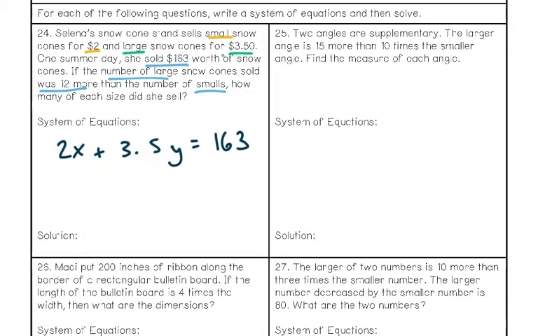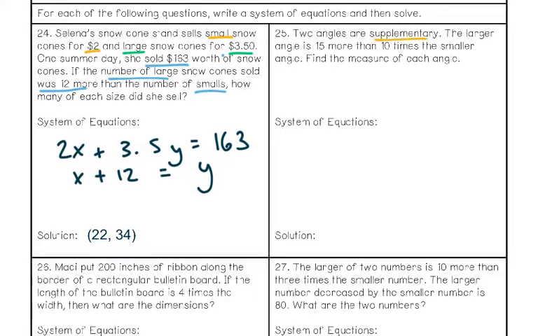She sold 12 more than the smalls. So x plus 12, or 12 plus x, equals y. Because we know what y equals, I would substitute in x plus 12 for the y in the first equation, solve by substitution, and get my answer. But you can do it whichever way you like best. When you do that, you get a solution of (22, 34). 22 small, 34 large. Let's look at 25.